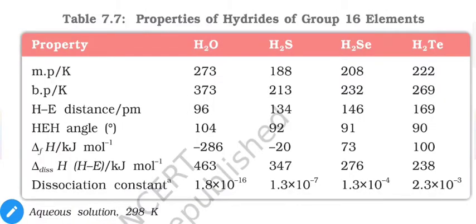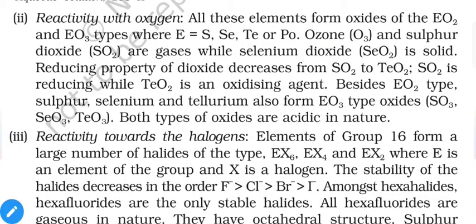And properties of hydrides are mentioned in this table. Next is the reactivity towards oxygen. All the elements form oxides of EO2 and EO3 type, where E is any element except oxygen. Ozone and sulfur dioxide are gases while selenium dioxide is solid. Reducing property of dioxide decreases from SO2 to TeO2. SO2 is reducing while TeO2 is an oxidizing agent.